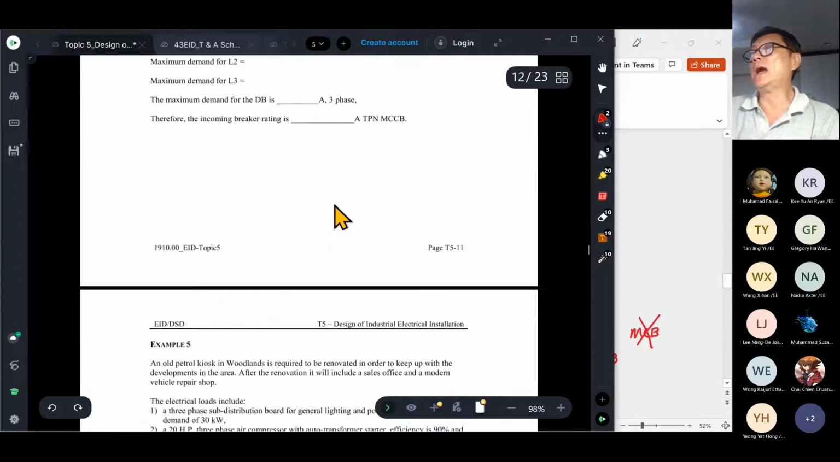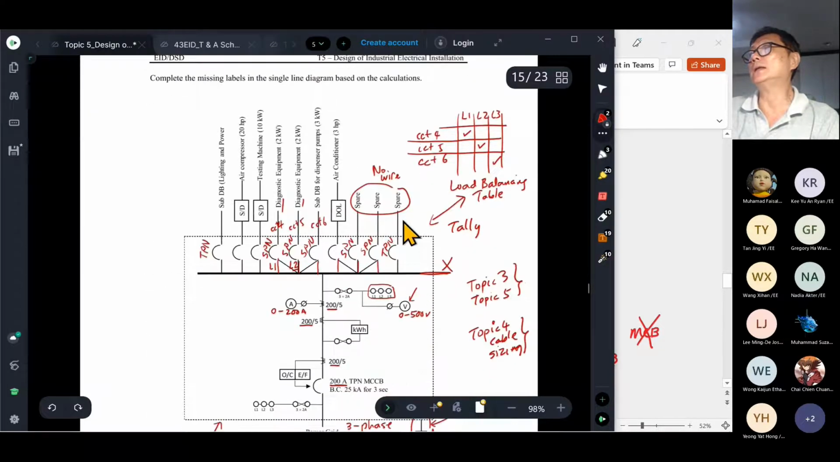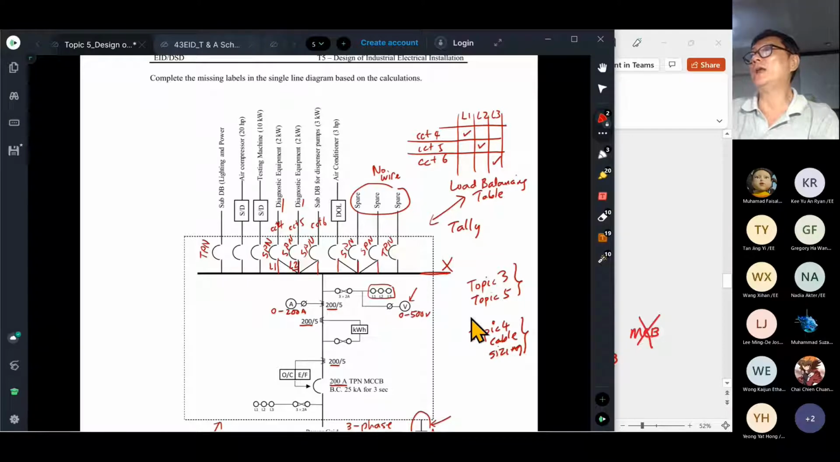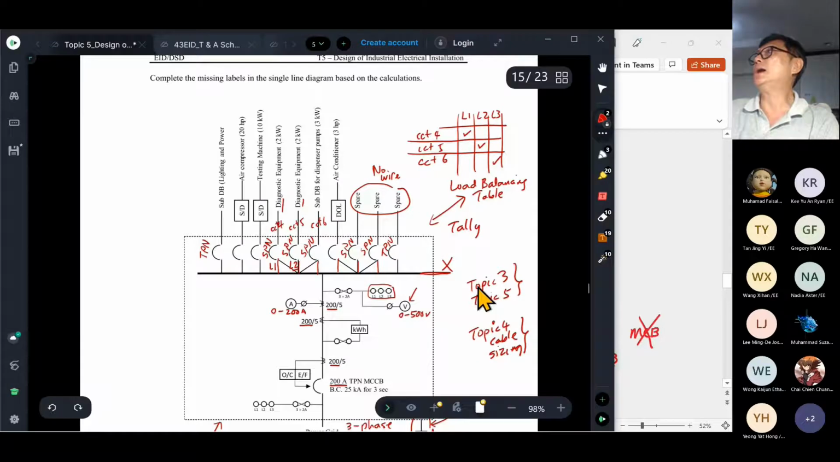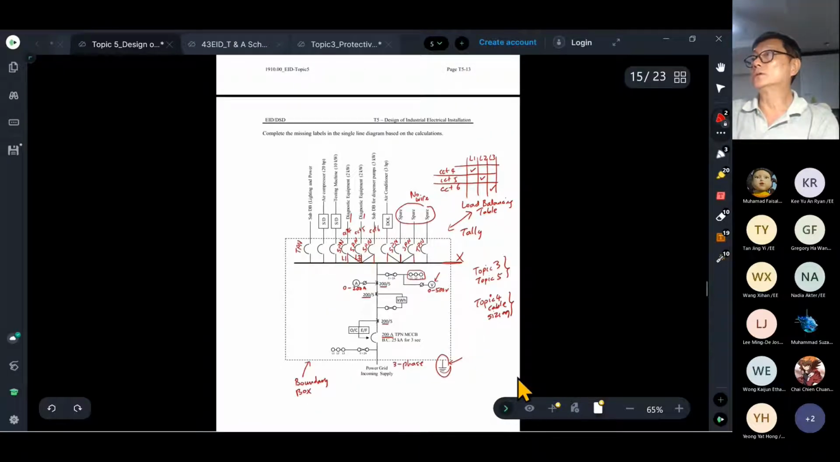At the end, I need to draw my single line diagram. So how does my single line diagram look like? Like this. Okay. So in your PBL 2.2, please draw a very, very, very nice single line diagram. Okay, this is the one I used to explain to the other class yesterday. So your single line diagram must look something like this.